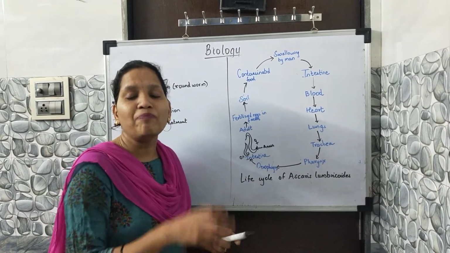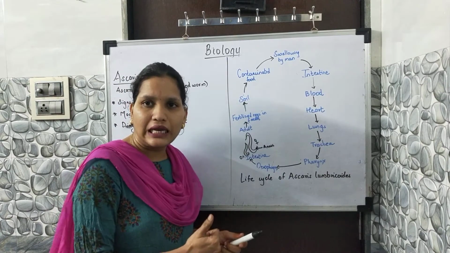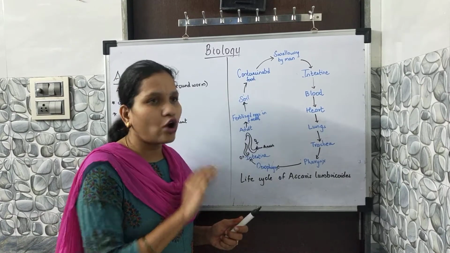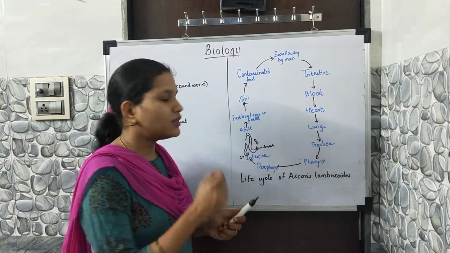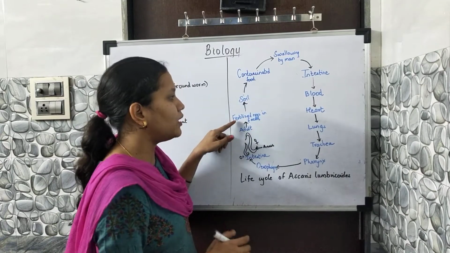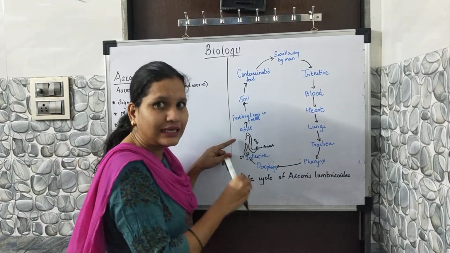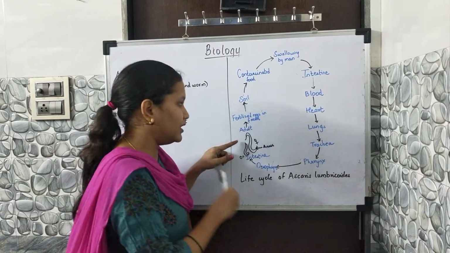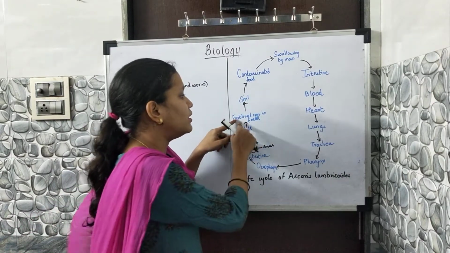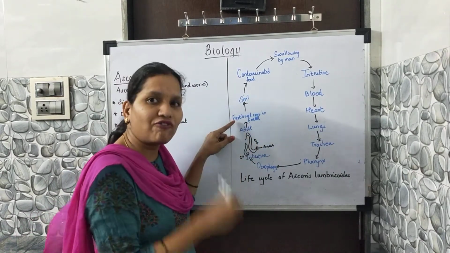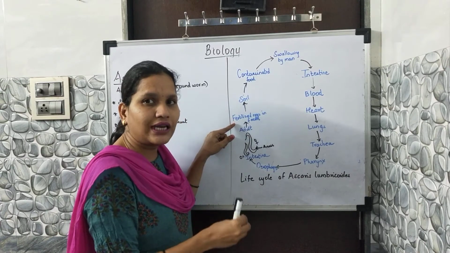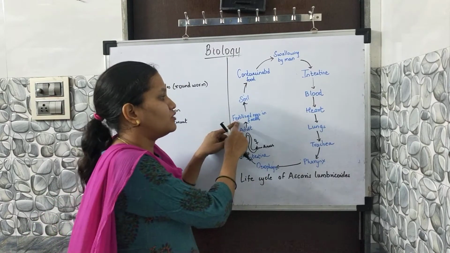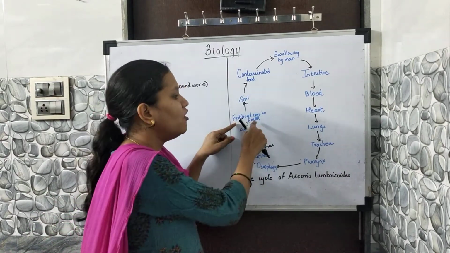Lakhs of eggs are laid by the adult female. These eggs are divided into fertilized eggs and unfertilized eggs. Unfertilized eggs are not going to infect the person, whereas the fertilized eggs are present in the intestine. These fertilized eggs will come out with the feces. The person suffering from this disease will definitely have fecal matter that contains eggs.